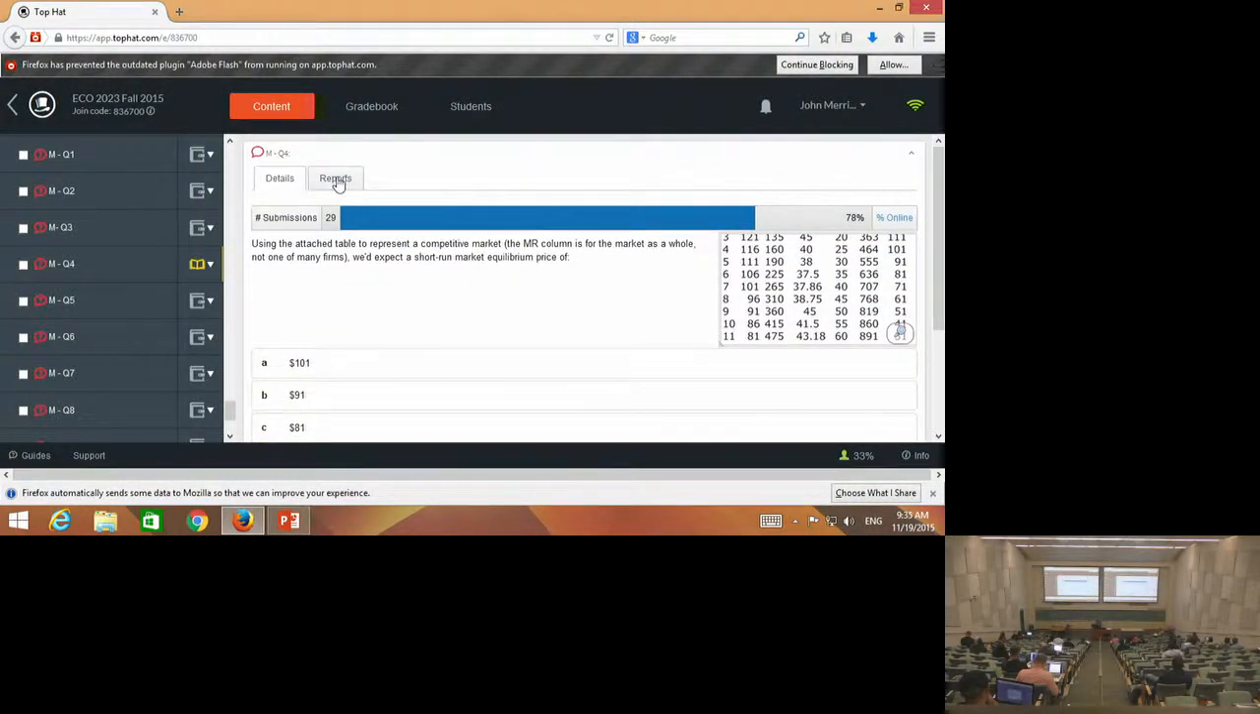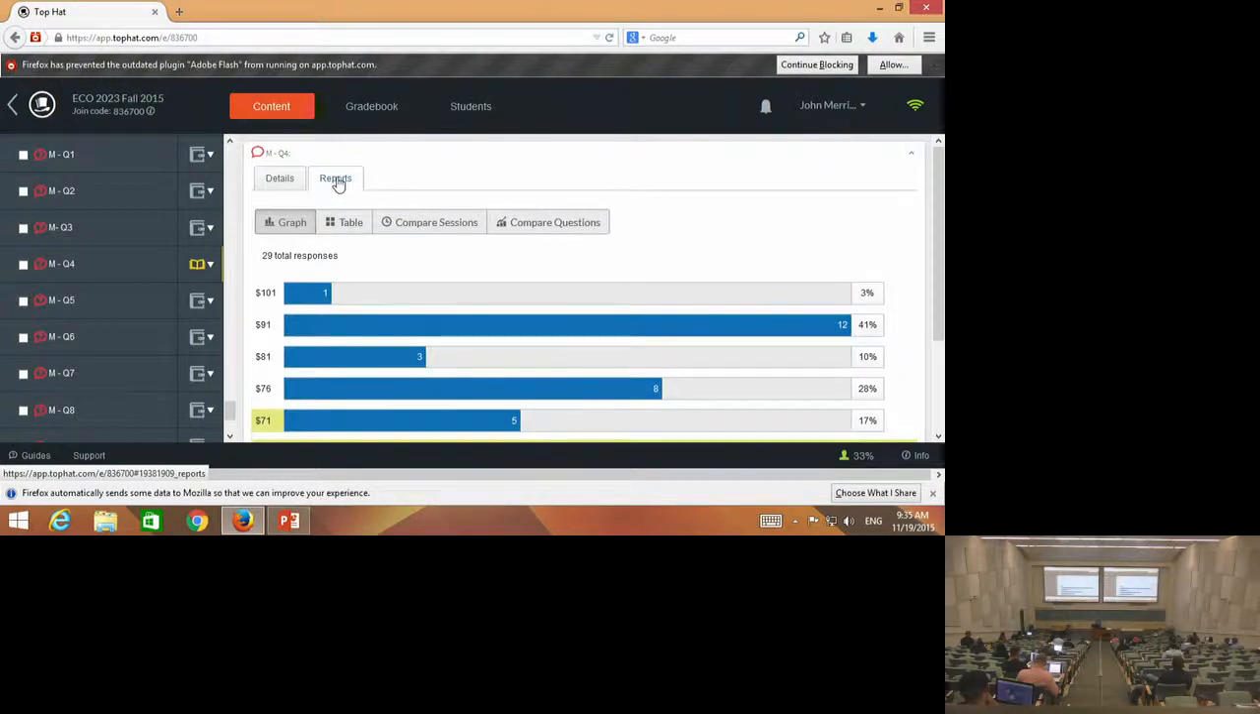The thing I hate about Top Hat is it makes me feel so inadequate. Look at these numbers, like they're not getting it. Or anyway, maybe it takes a while to get it, some study after the lecture and all that. But ouch, right? What made you think it was 91?